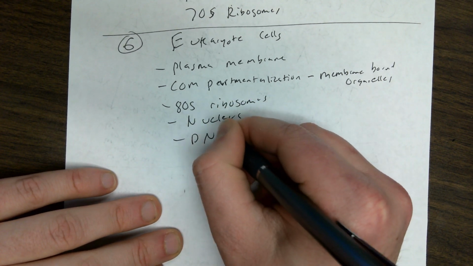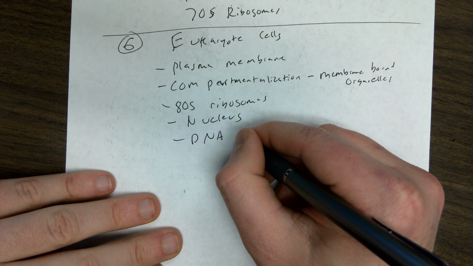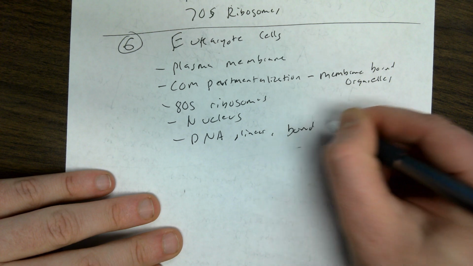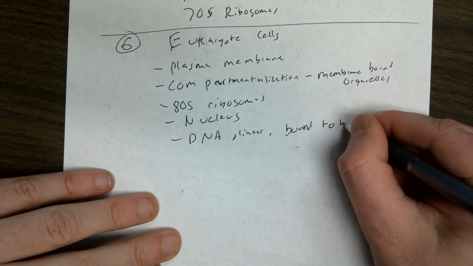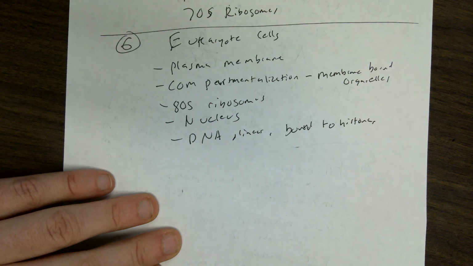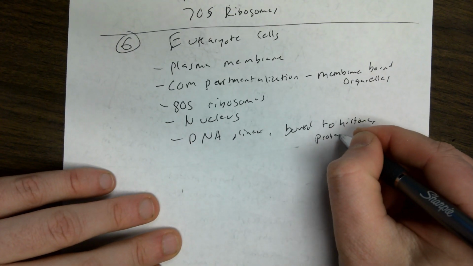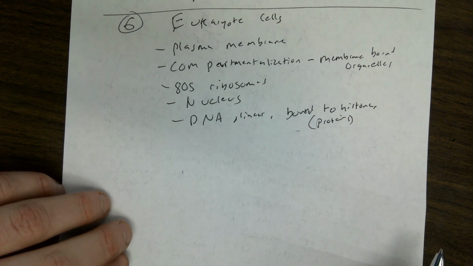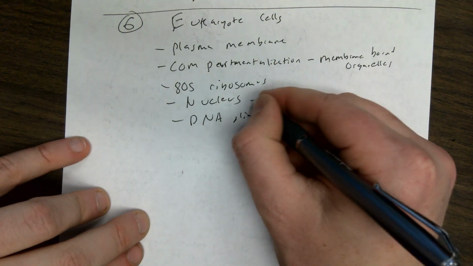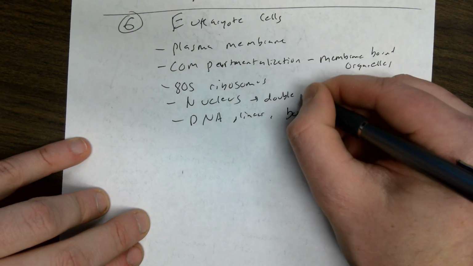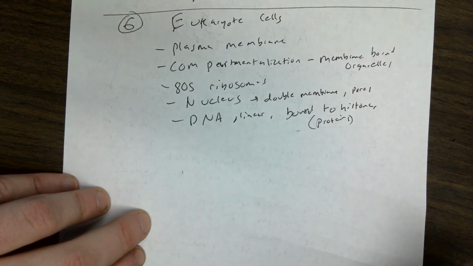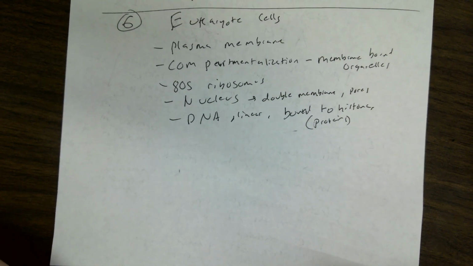They have DNA that is linear and bound to histones. What are histones? Histones are proteins. So it is not naked, it's attached to protein. This nucleus is double membraned. We'll talk about why in the HL section. And it has pores. The pores are to allow the mRNA to leave.